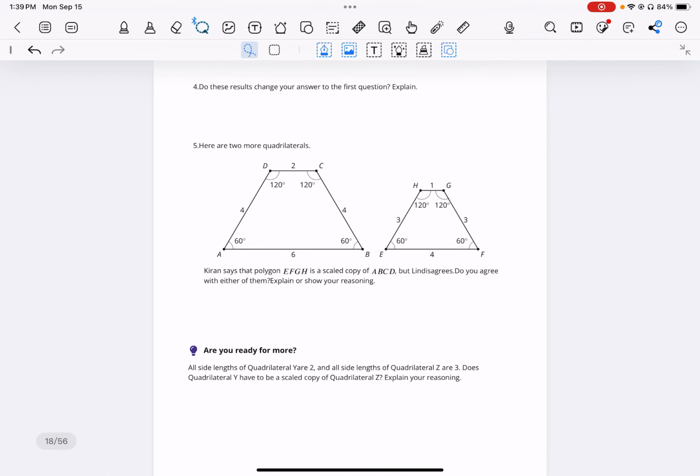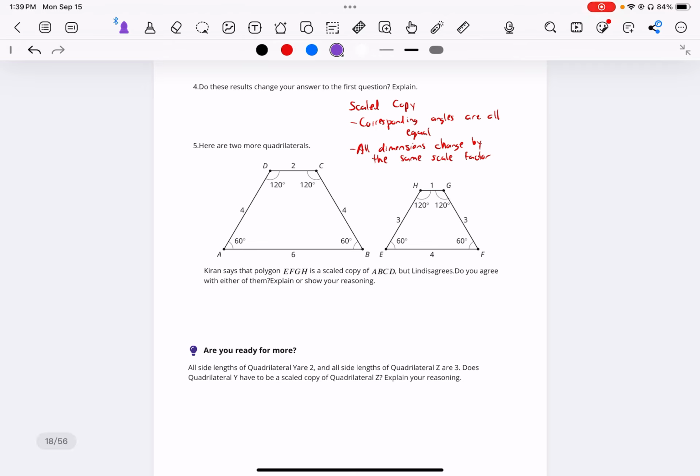And if we look at one more example, here are two more quadrilaterals. Kieran says that they are scale copies. Lynn disagrees. Do you agree with either of them? So remember, to be a scale copy, two things have to be true. Corresponding angles are all equal. 120 and 120, 120 and 120, 60 and 60, 60 and 60. So the corresponding angles are equal.